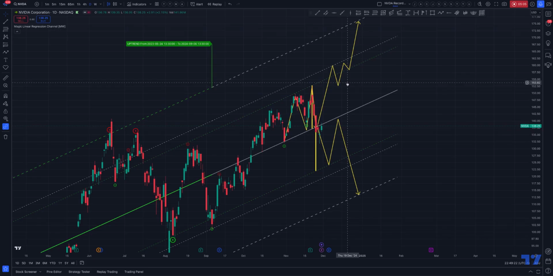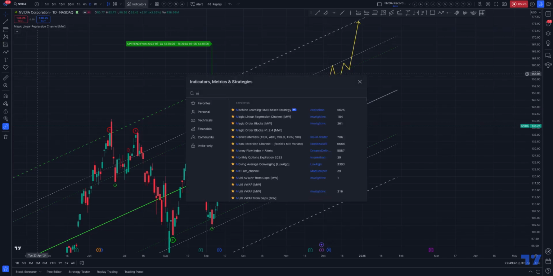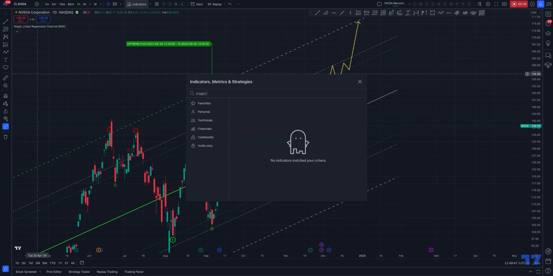And the other reason why that seems more likely, actually, there's a few reasons, but just looking at the Magic Linear Regression Channel and the fact that we already saw a bounce, so we're picking this direction after we're seeing a strength from the bottom. I'm going to add another Magic Linear Regression Channel.